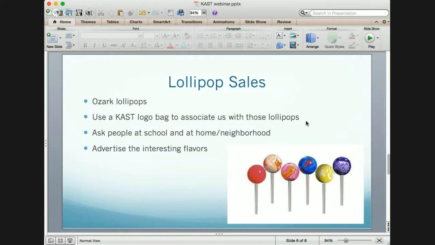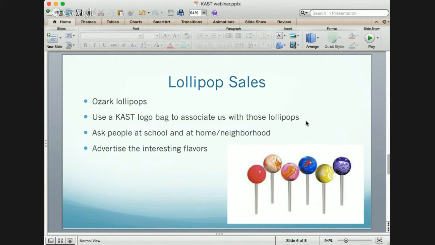Basically what we do is we give 20 lollipops to each student who wants to sell, and we definitely put it in a KAST logo bag. We like to do that because it associates us with those lollipops and helps spread the word about KAST as well as making money for us. And when you're selling them or helping others sell them, make sure you ask people at school and even at home or around the neighborhood. It's not just limited to RM.